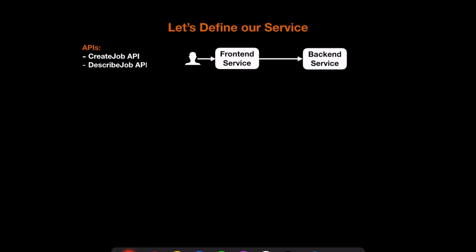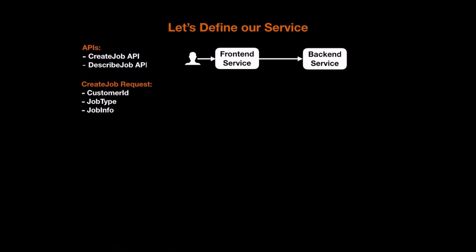If we think from the high level, what are the APIs we want to offer? To keep it pretty simple, we will offer two different APIs. One is the create job API, another is the describe job API. In the create job API, we will get the customer ID who is asking for the job, what type of job they are requesting and some job info. These are the request parameters. And similarly, for the describe job API, if the customer gives us the job ID, we already know the customer ID, right? So with the customer ID and the job ID, we can return the latest job status to the customer.